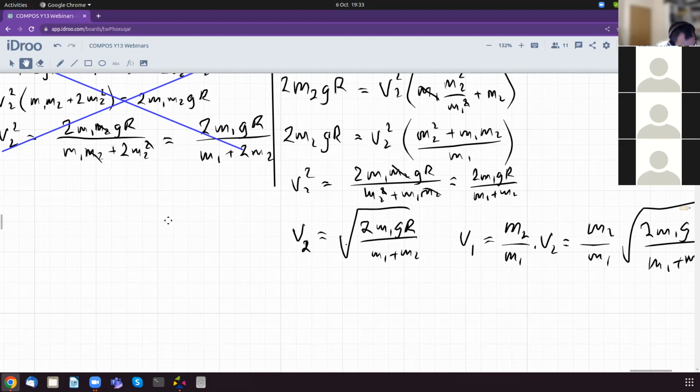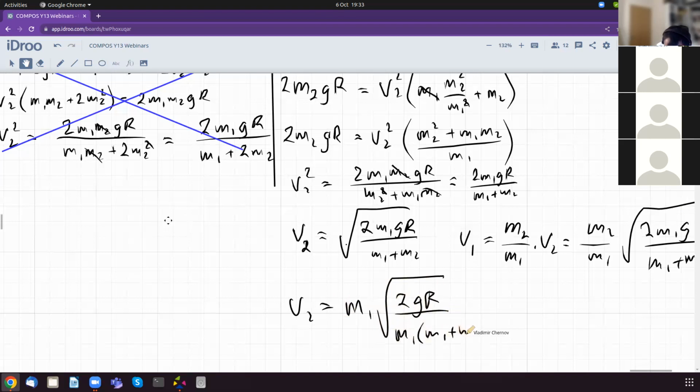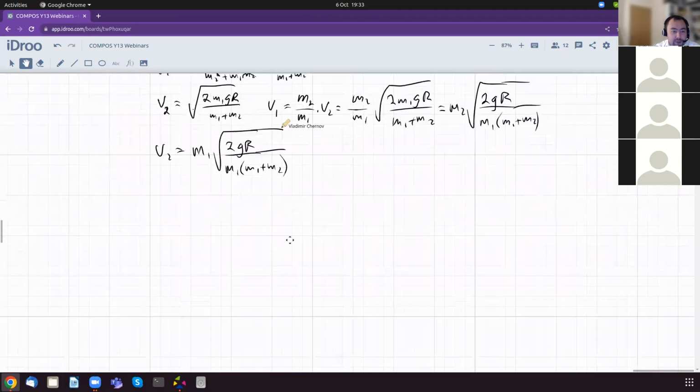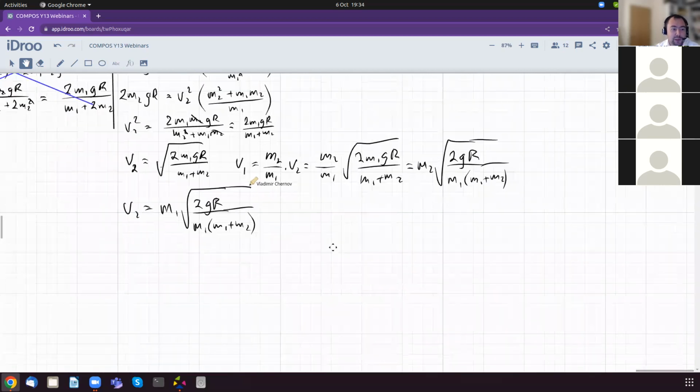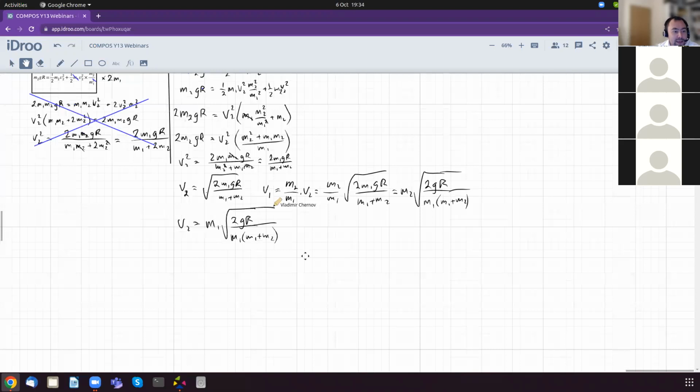And because we might have an issue later on, because we all need to add those, I'm going to rewrite v2 in a slightly different way. So I'm going to write v2 as m1 multiplied by the square root of 2 g r over m1, m1 plus m2. Okay, so that is v2. And you can see that v2 and v1 are very similar. Brilliant.